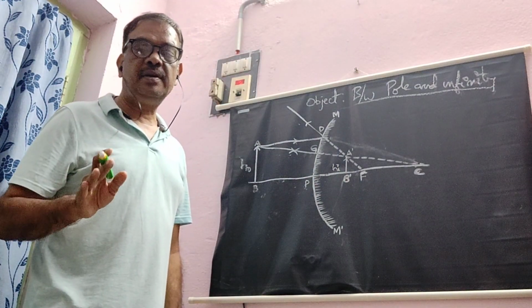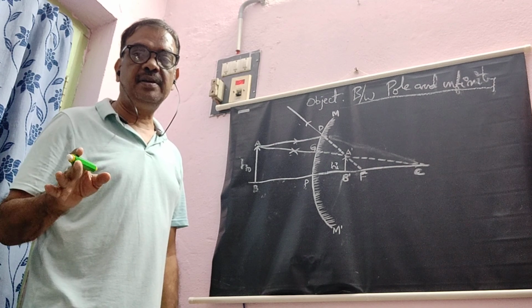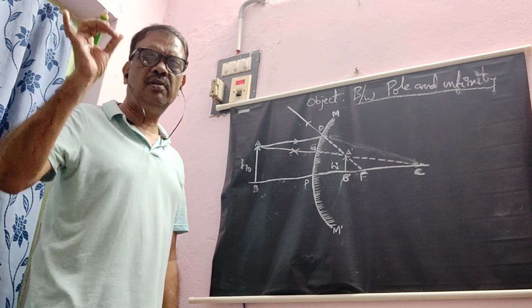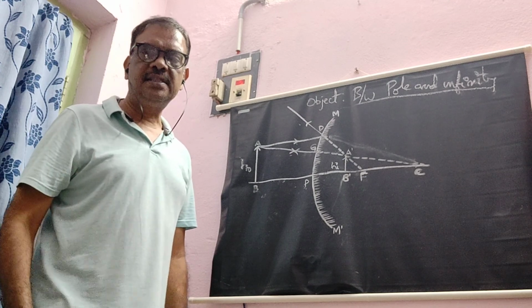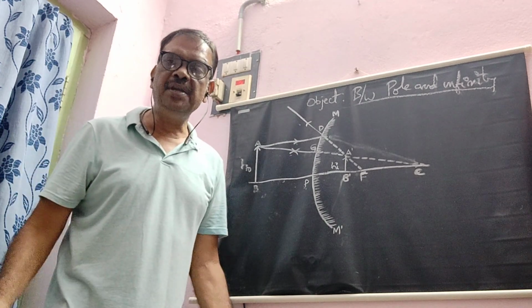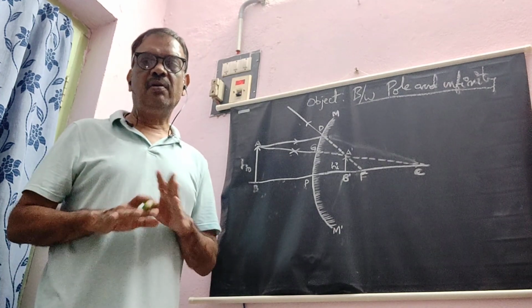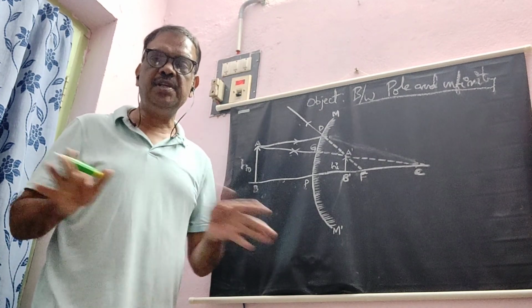So, convex mirror is a diverging mirror. It always forms only one type of image. Nature of the image is always virtual and erect. Size of the image, diminished image. Size of the image formed in a convex mirror is diminished image.